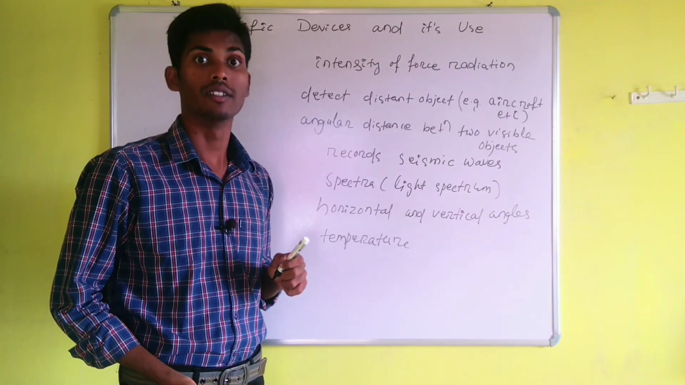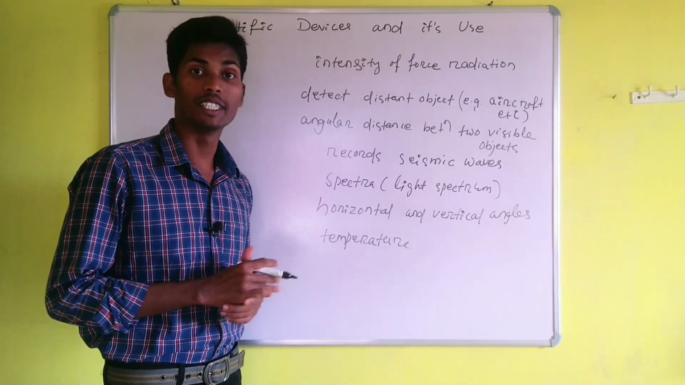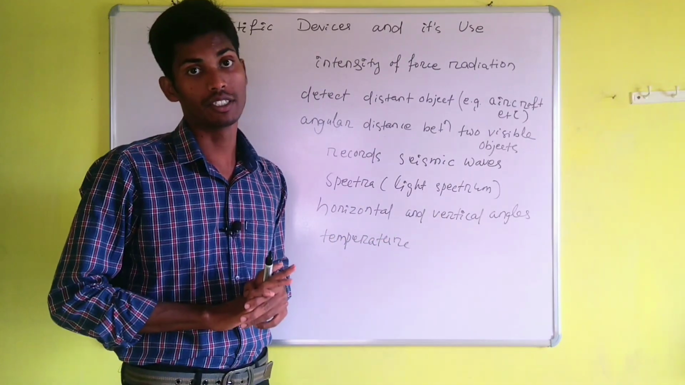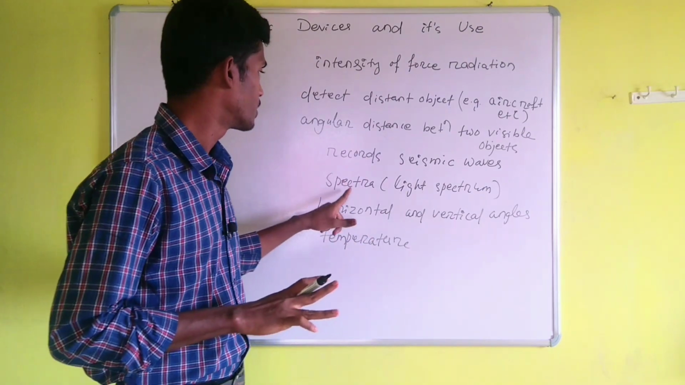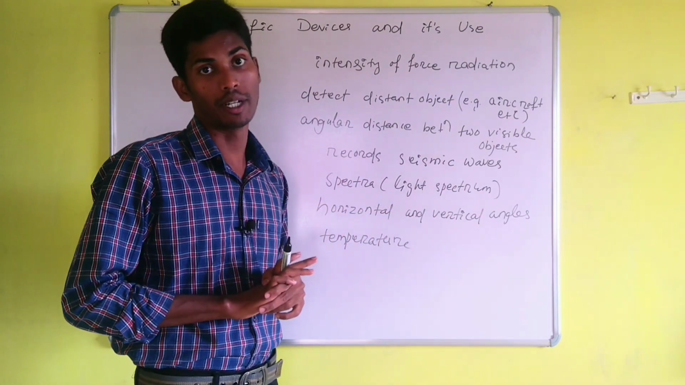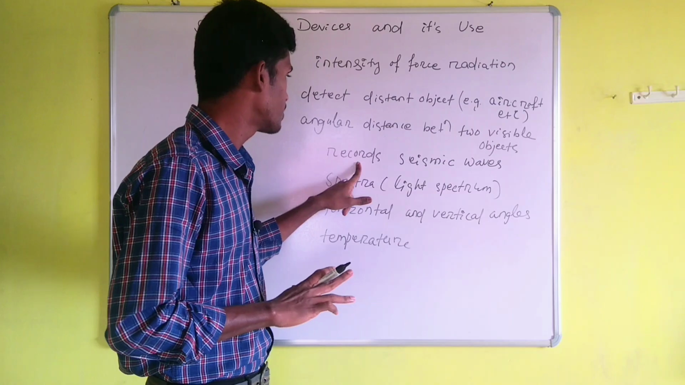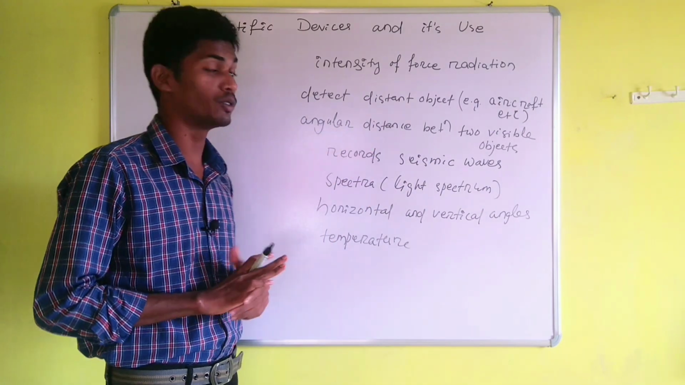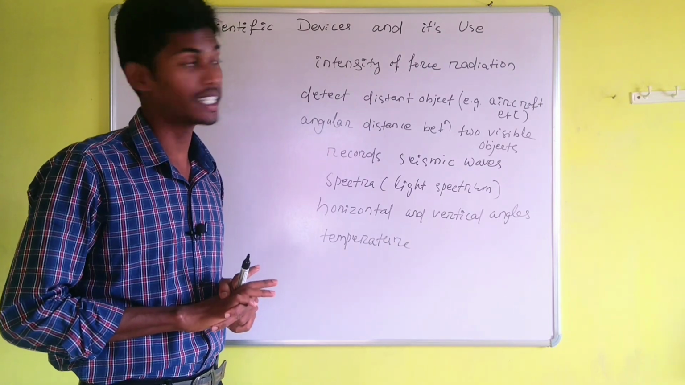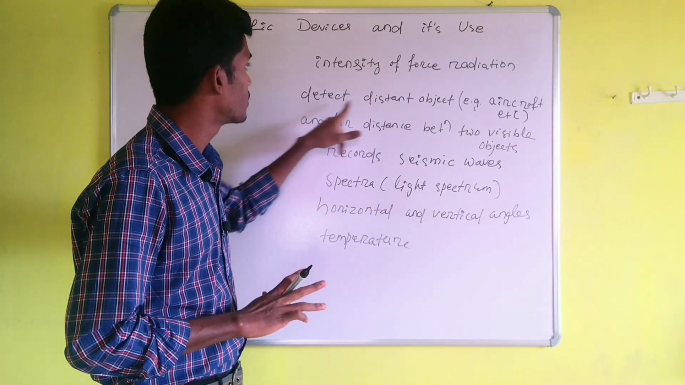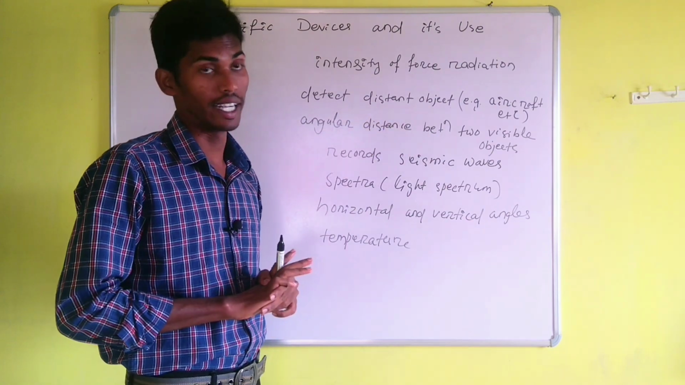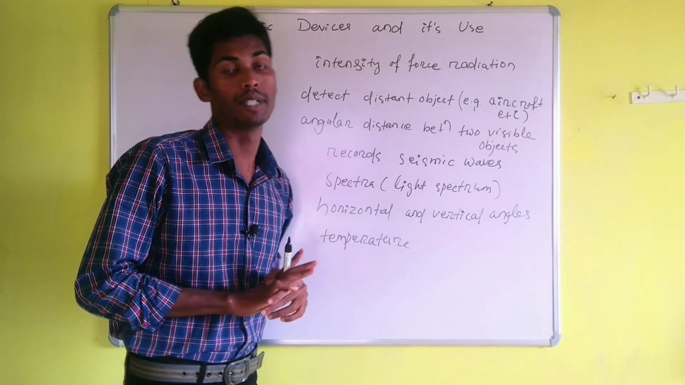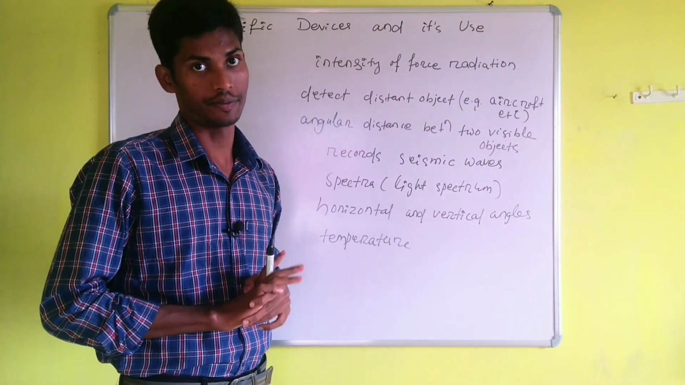And we will see in reverse. Temperature is measured by thermometer. Horizontal and vertical angles is measured by theodolite. Spectra or light spectrum is measured by spectrometer. Measures and records seismic waves, seismometer. Angular distance between two visible objects, sextant. Detect distant object, radar. Intensity of force radiation is measured by radiometer. Let's move ahead.